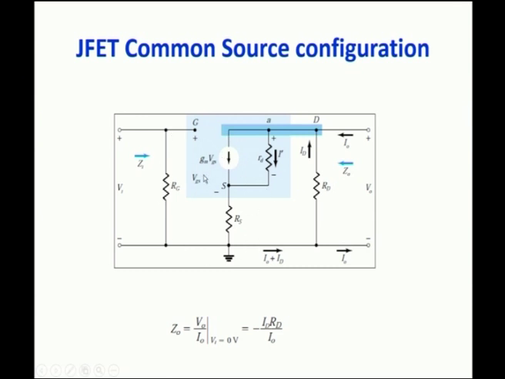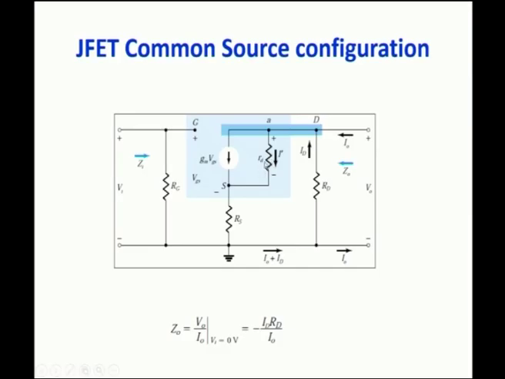So the AC equivalent circuit for the common source configuration has been given here, with the internal resistance, small rd. So with this internal resistance we are going to calculate the voltage gain. And what is voltage gain? It is the ratio of the output voltage to the input voltage.